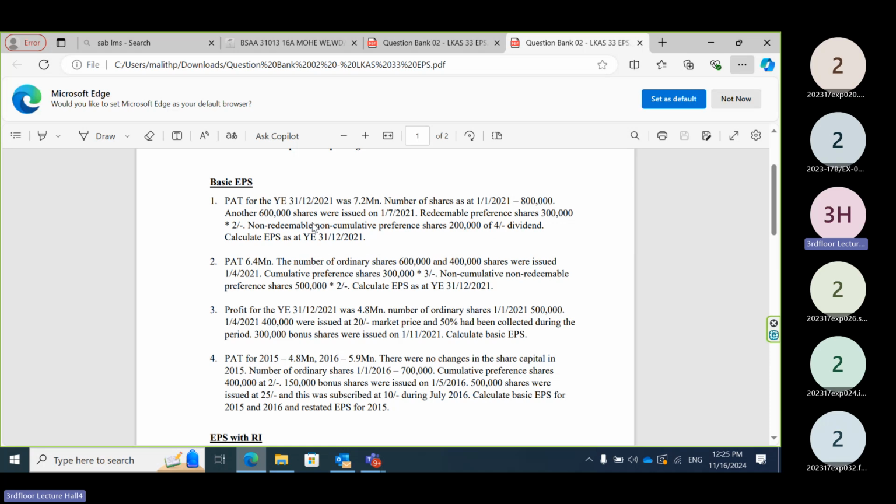Dividend percentage with 4.1. 7.2 million deduct 0.8.